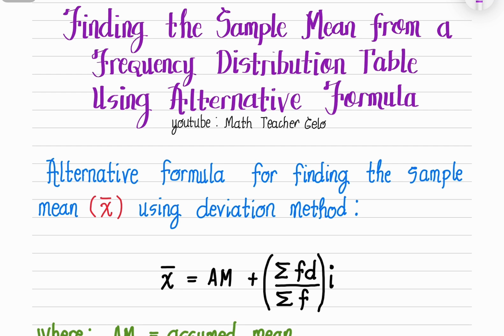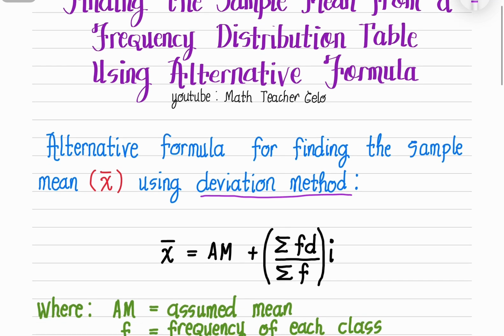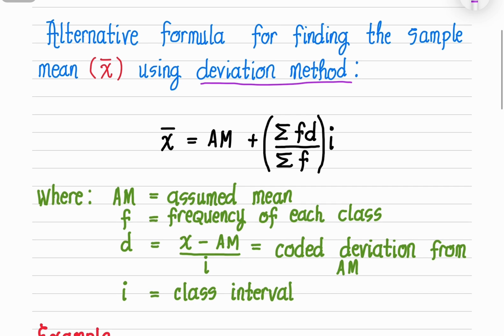For today's video, I will show you how to find the sample mean from a frequency distribution table using an alternative formula. Without further ado, let's start. Alternative formula for finding the sample mean, or x bar, using the deviation method. The formula is given by x bar is equal to AM, or the assumed mean, plus the quantity summation of f times d divided by summation of f times the I, or the class interval.